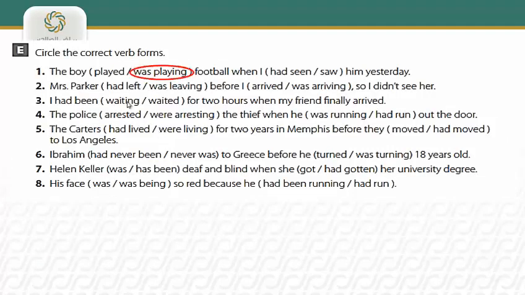Another exercise, exercise E, circle the correct verb forms. This is an easy one. Okay. Something that was going on before another thing happened. Past continuous and past simple. While I was leaving the house, the telephone rang. While she was studying and doing homework, her mother called her, and so on. I had been waiting, of course.